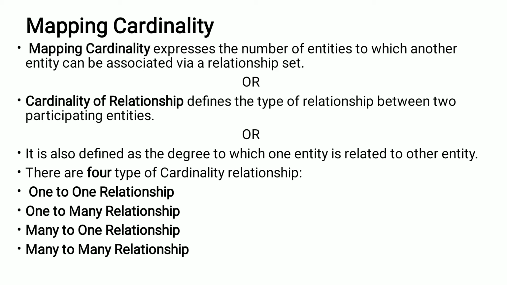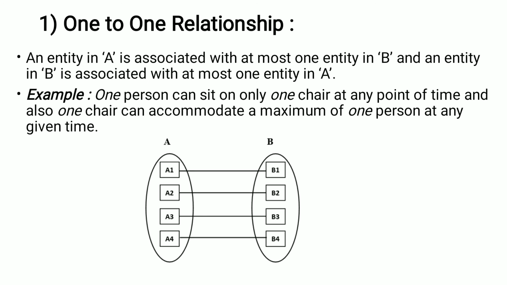The types are one to one, one to many, many to one, and many to many relationship. Let's see the first one, the one to one relationship. An entity in A is associated with at most one entity in B, and an entity in B is associated with at most one entity in A. For example, one person can sit on a chair at any point, and a chair can hold a maximum of one person at a given time.